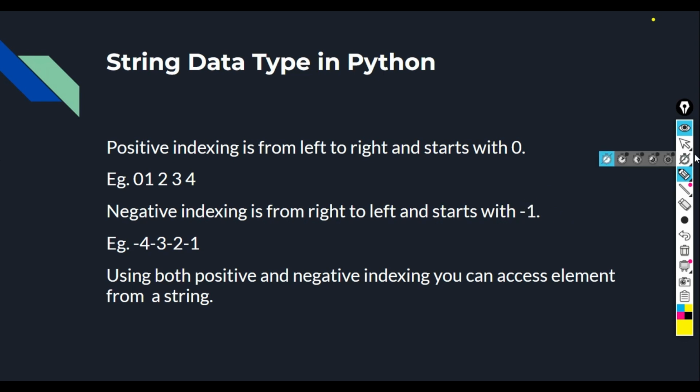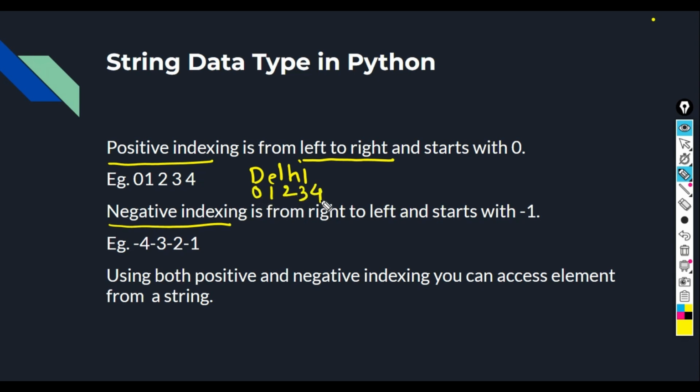I have told you, in Python we have two types of indexing: positive indexing and negative indexing. What is positive indexing? It is from left to right. For example, with Delhi, if I want to give positive indexes, it starts from left to right: 0, 1, 2, 3, 4, right? These are the positive indexes, starting from 0 and increasing.